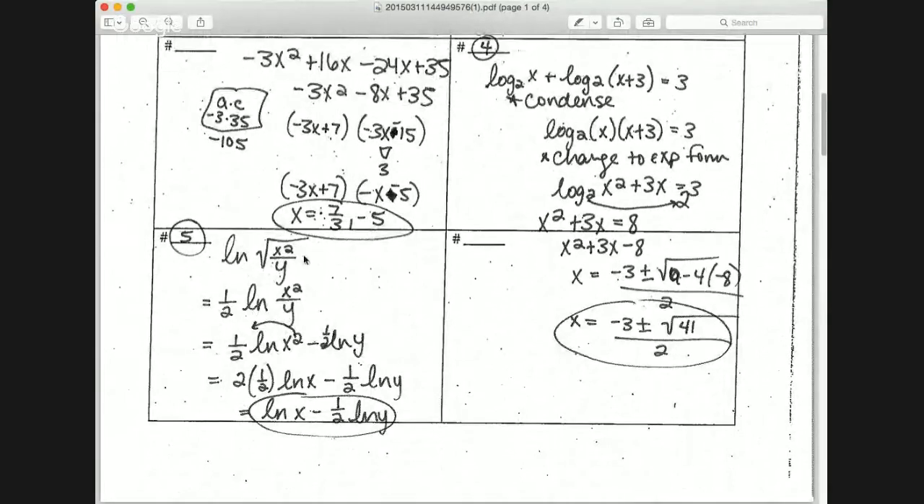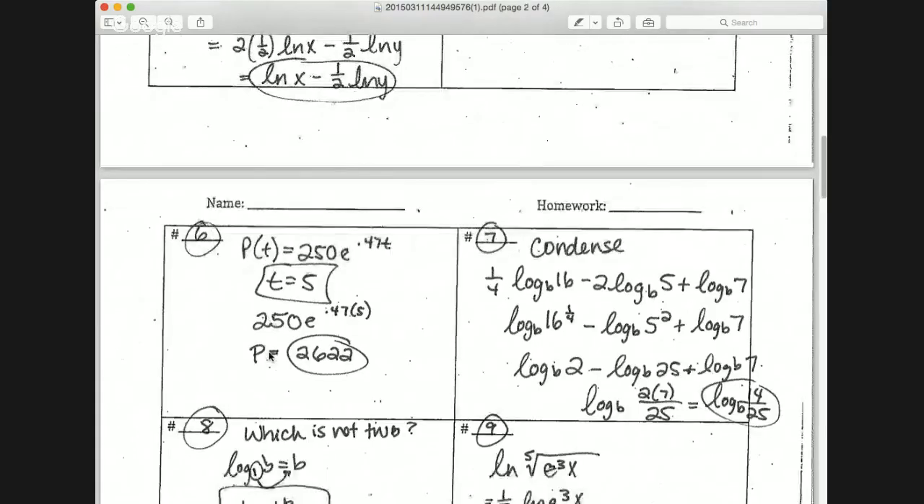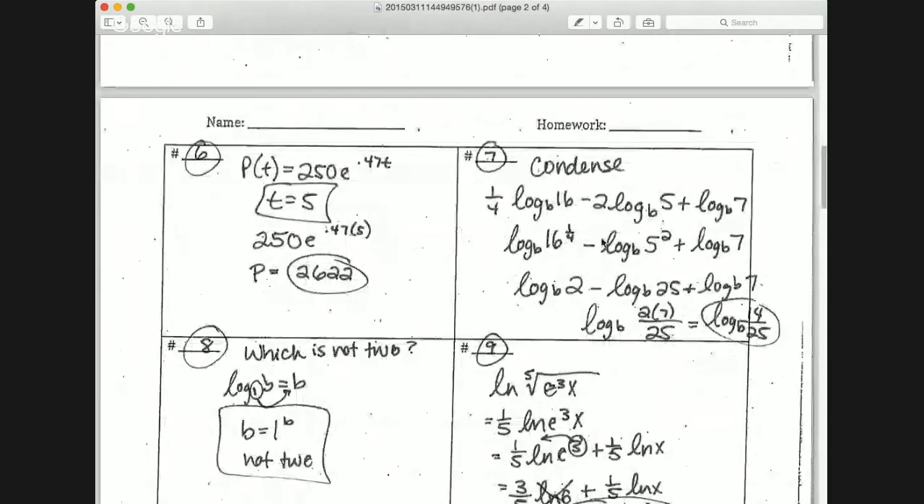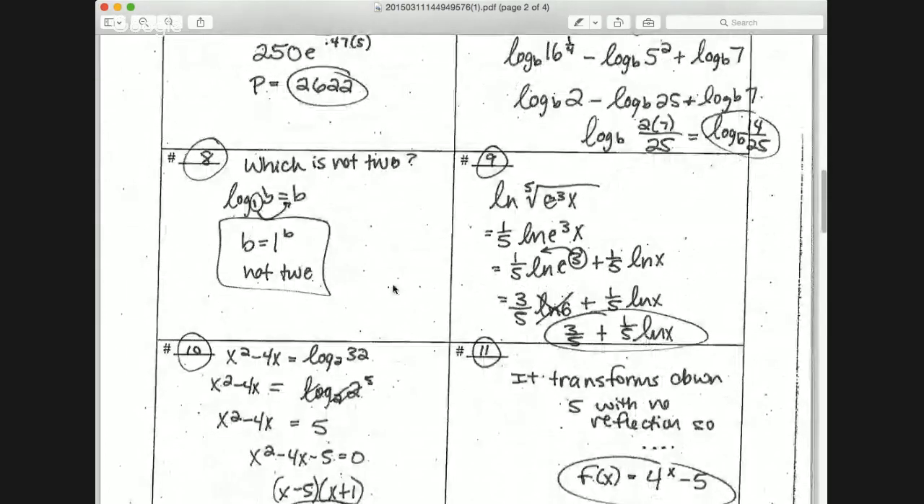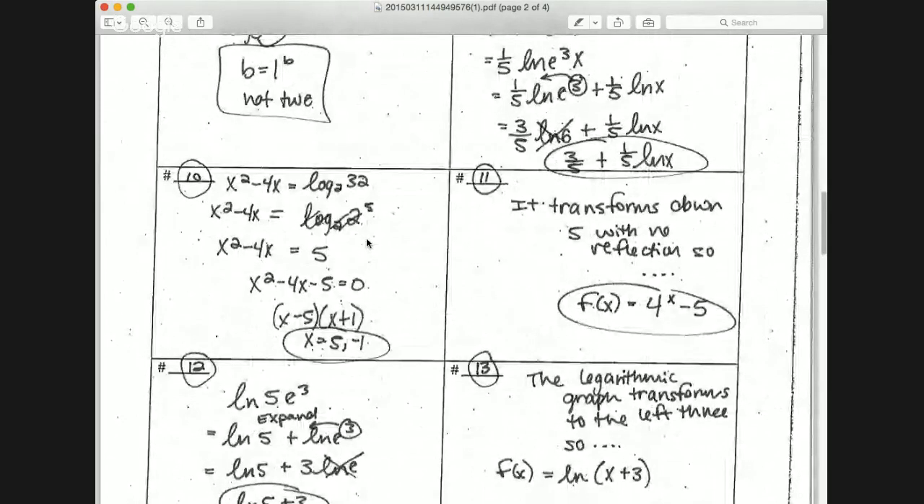The one area that I think we may struggle with is this x squared over y. That's one area that we just need to be careful on. Make sure that square root comes out as a 1/2 there. That's a big deal on that one. Also, condensing and expanding. That's really, really important. Number 7, number 9. Highlight some of those rules on number 8. They're not too tricky, but just be careful on those.